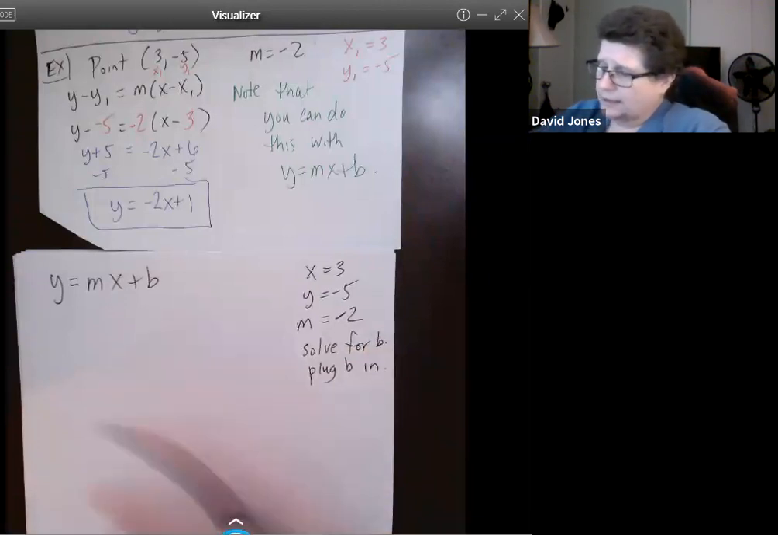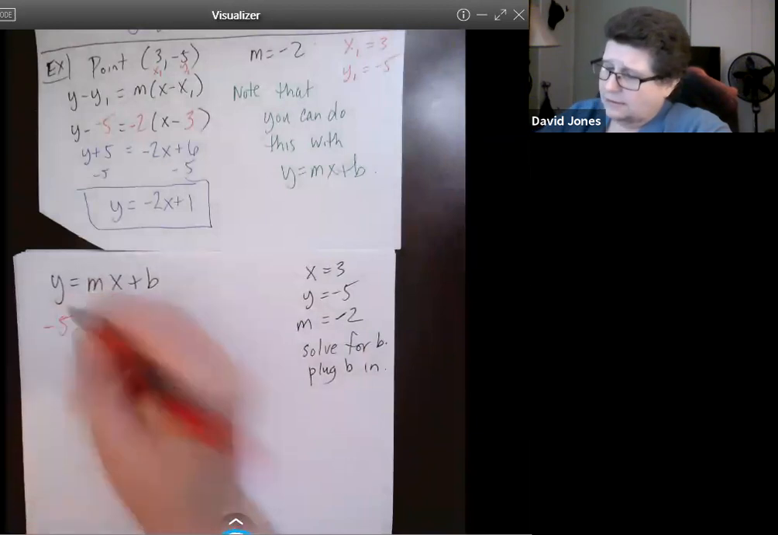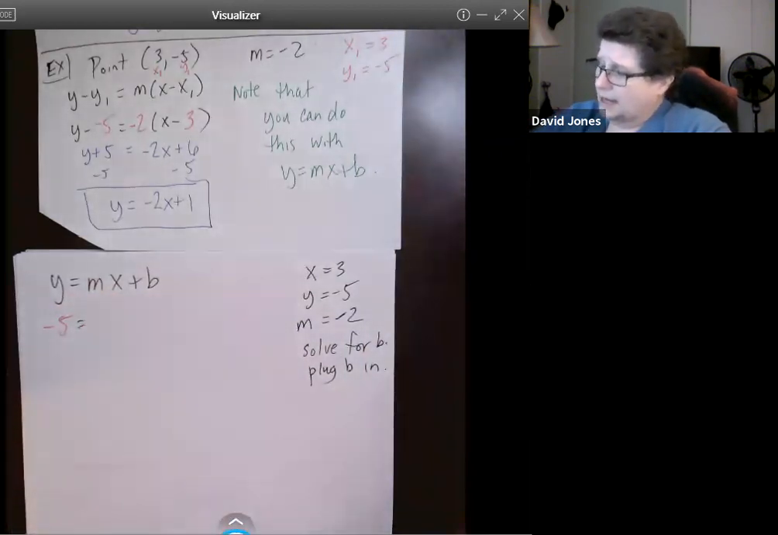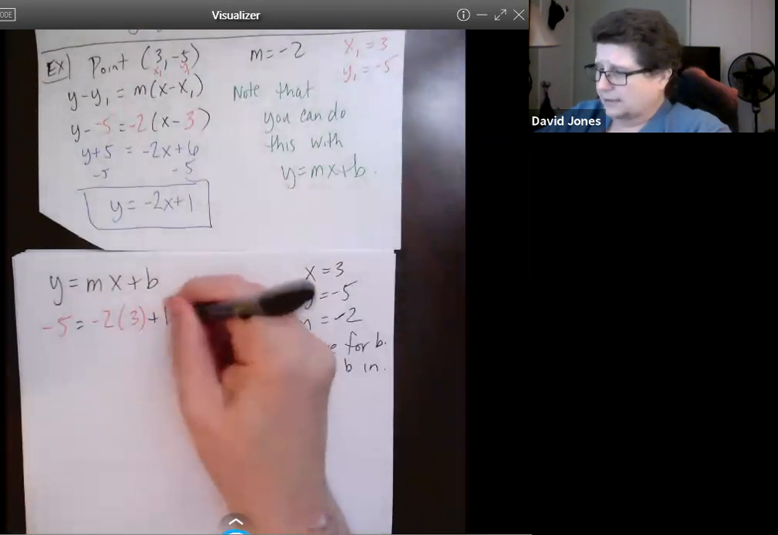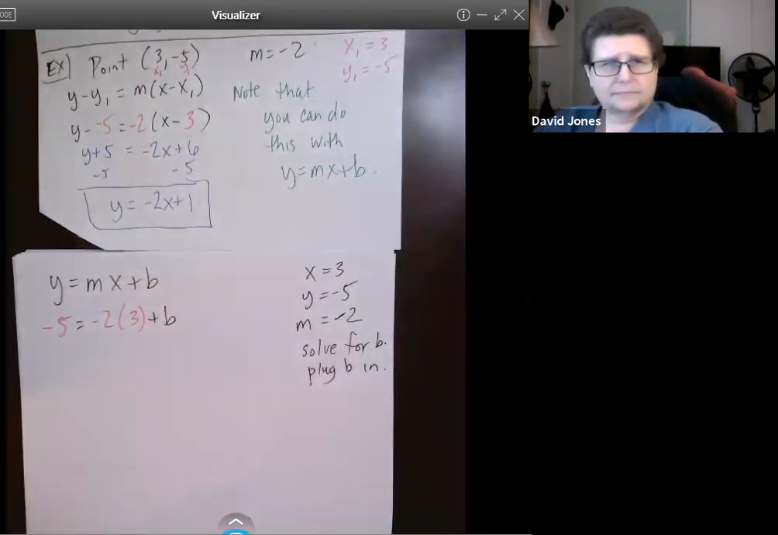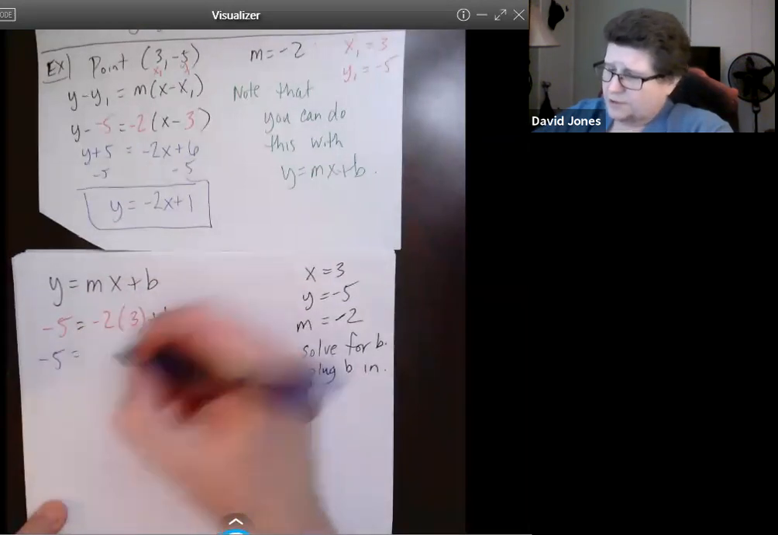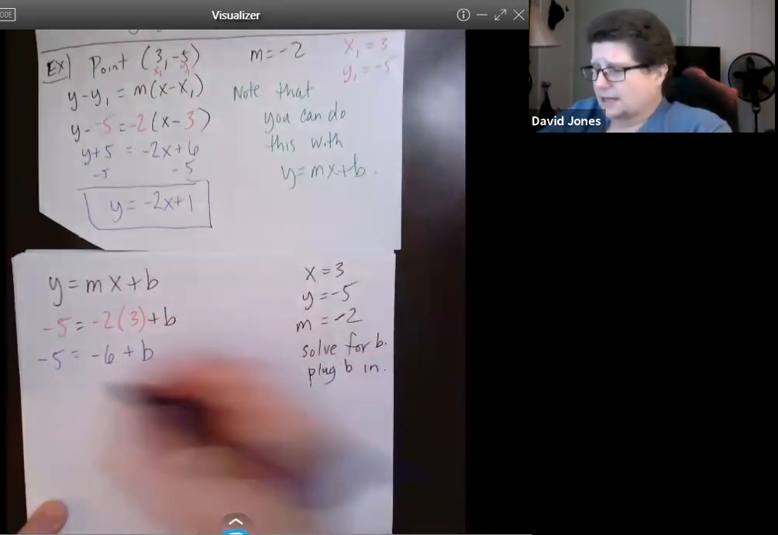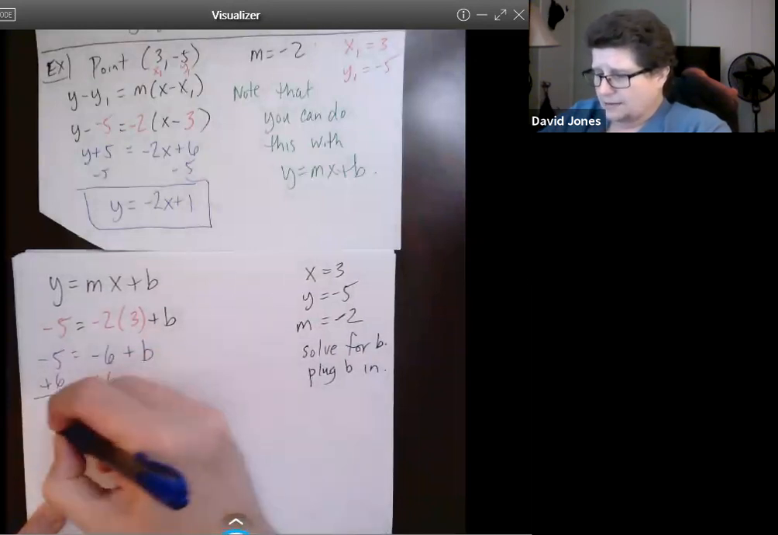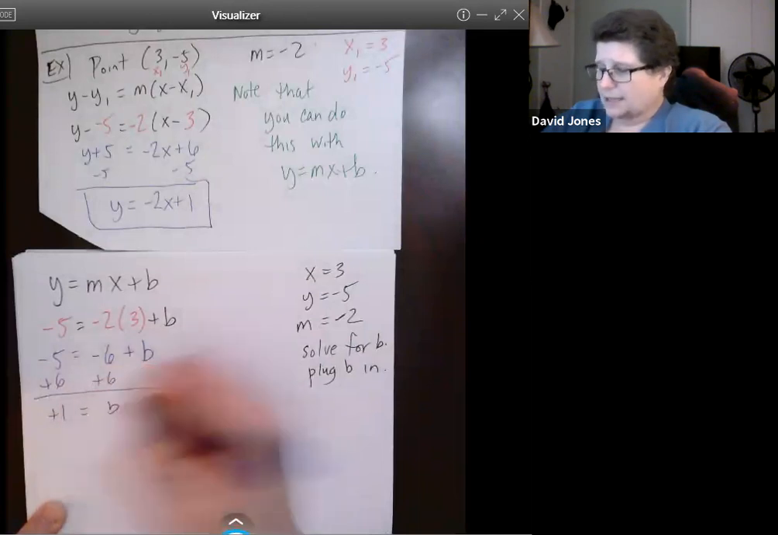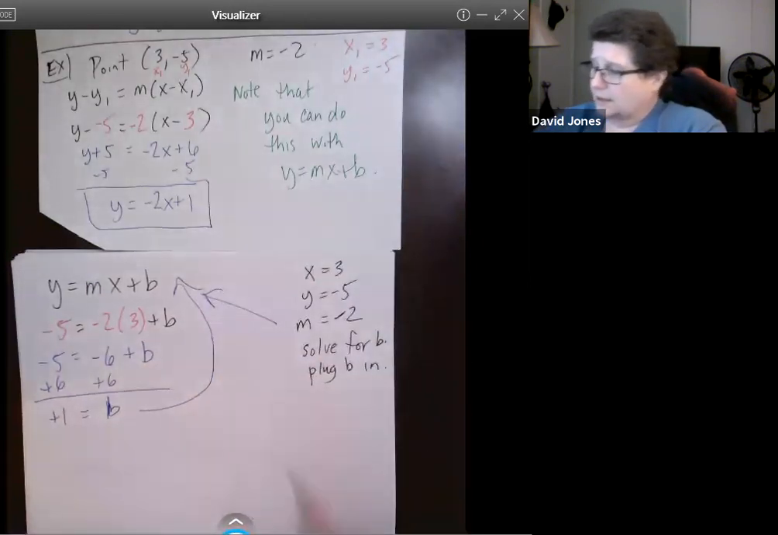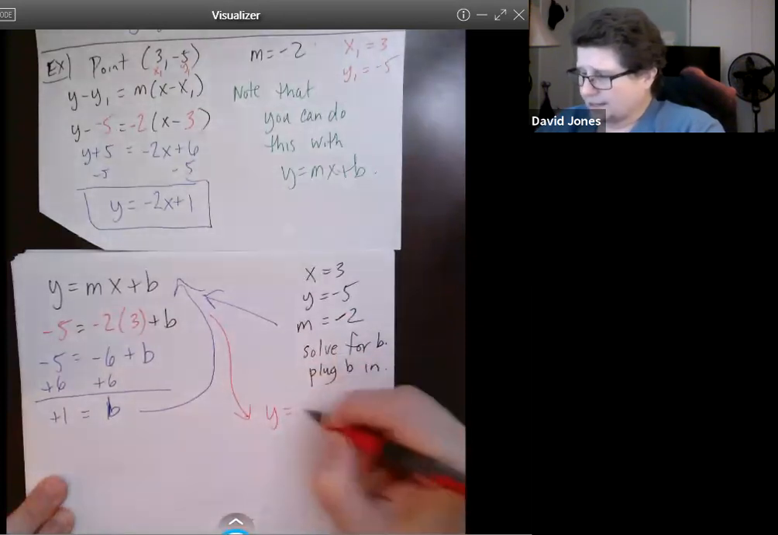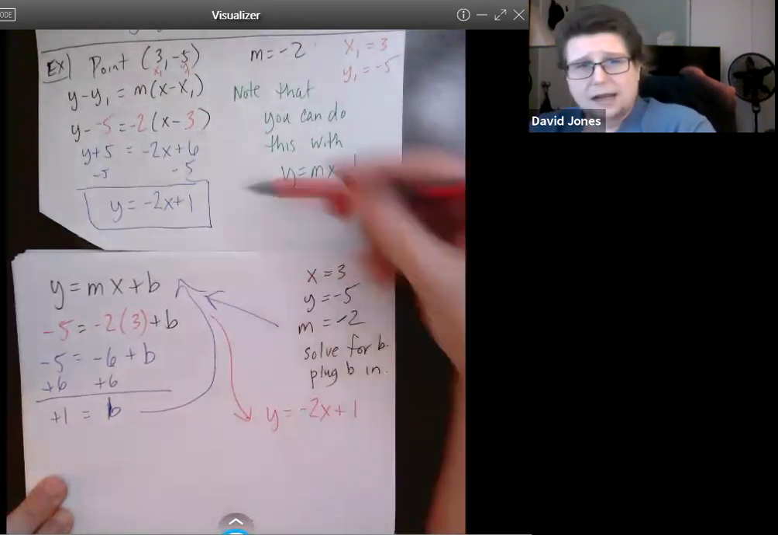So I've got y is -5 equals m is -2, x is 3, and then I've got plus b. I'll clean it up a little bit. We've got -5 equals -2 times 3 is -6 plus b. Now add 6 to both sides, and I get -5 plus 6 is +1, so b is 1. Now I'll take that and plug that back in along with m. And I get y equals -2x plus 1. And that's what we got right there.